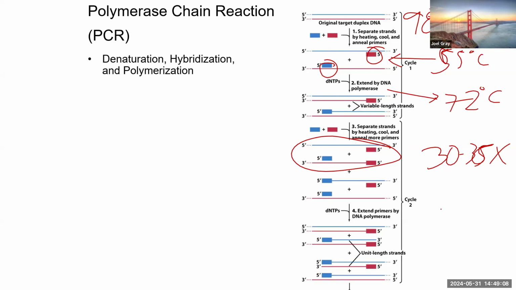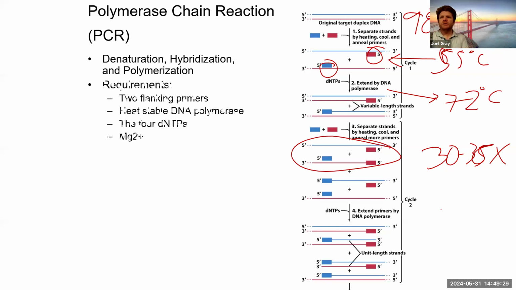Hybridization takes place at a cooler temperature, approximately 55 degrees Celsius. That's where we're rehybridizing, where we're making hydrogen bonds between our oligonucleotide primers and our single-stranded pieces of DNA. And last but not least is our polymerization, where our DNA polymerase synthesizes the new strand of DNA. And that's taking place at about 72 degrees Celsius.